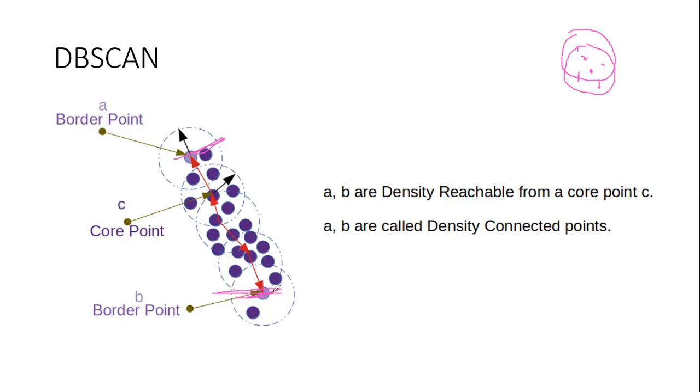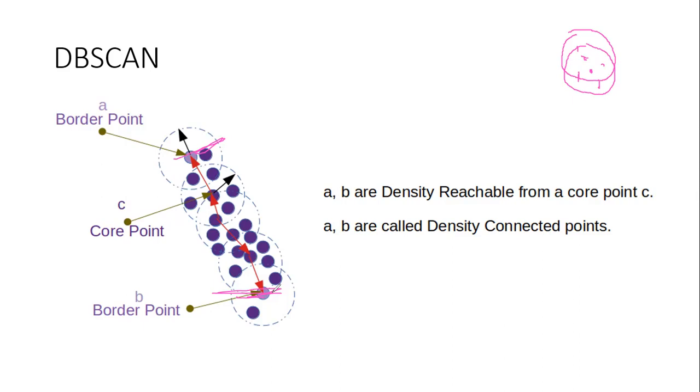density reachable from a core point C. I can reach A from B. If I start from here, I can reach A from B if I am going through a series of core points and ending up at B. Sahi hai? Main A ko B se reach kar sakta hoon if I am traversing a series of core points in between and arriving at B. Simple, khatam. That's the mathematical definition.